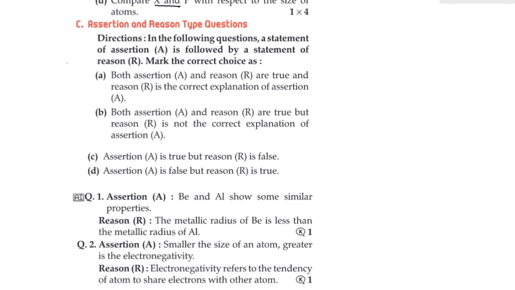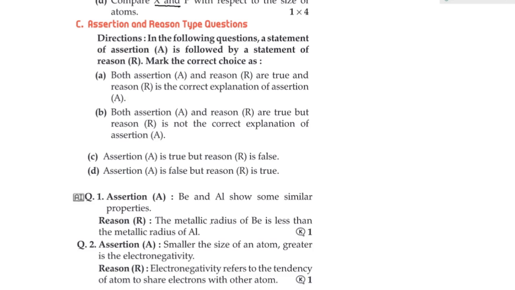Let us move to assertion and reasoning based questions. The 4 options are there. Let us read the assertion. Beryllium and aluminium show some similar properties. Reason: beryllium and aluminium show some similar properties because the metallic radius of beryllium is less than the metallic radius of aluminium. So the reason is not appropriate, the explanation is not correctly given, because beryllium and aluminium show a diagonal relationship, because beryllium resembles aluminium in properties.